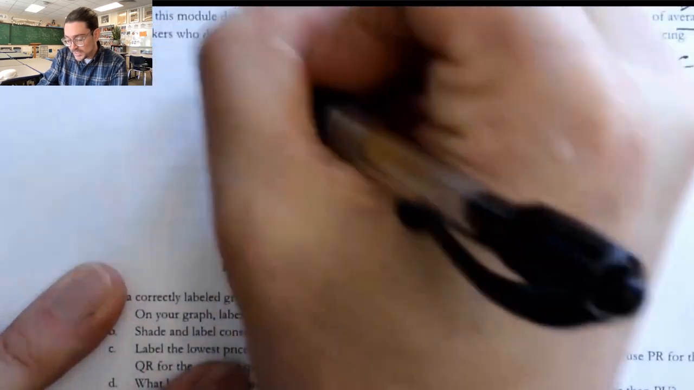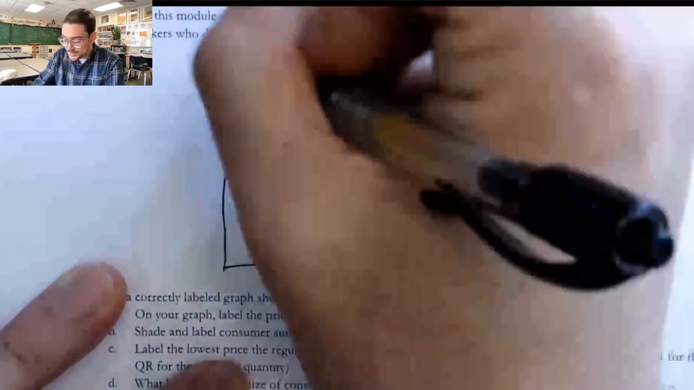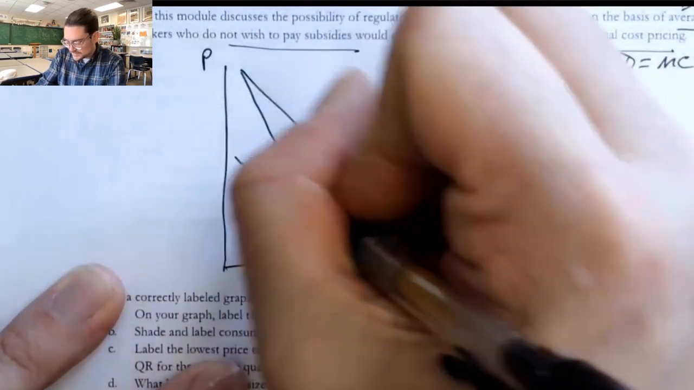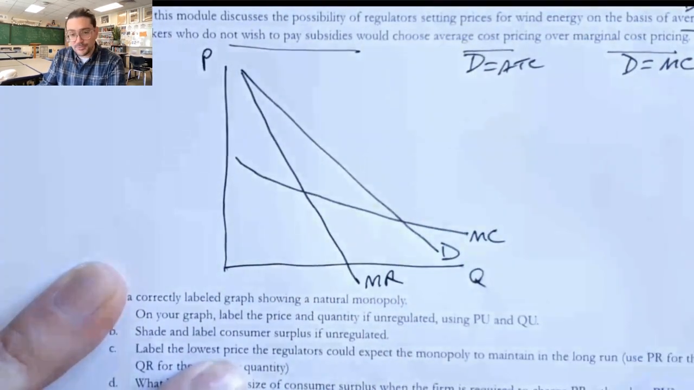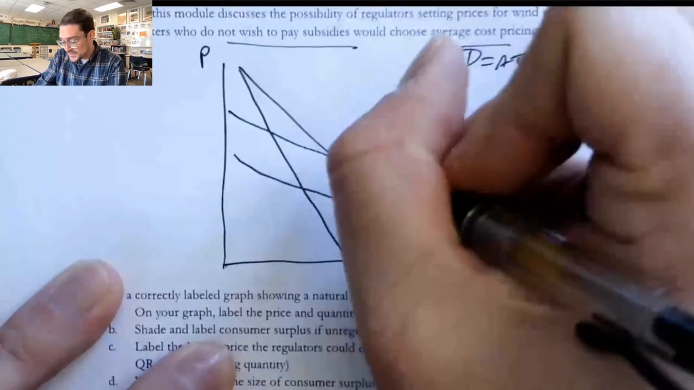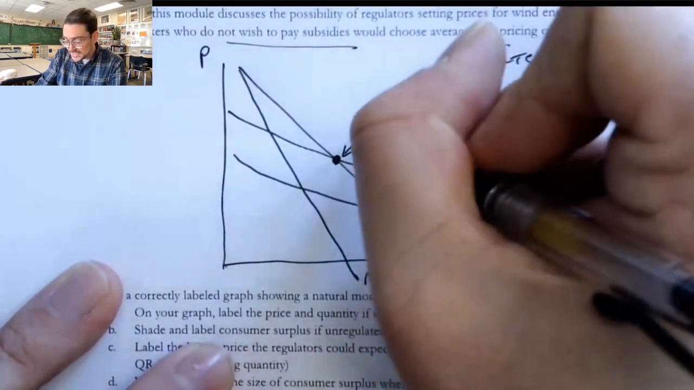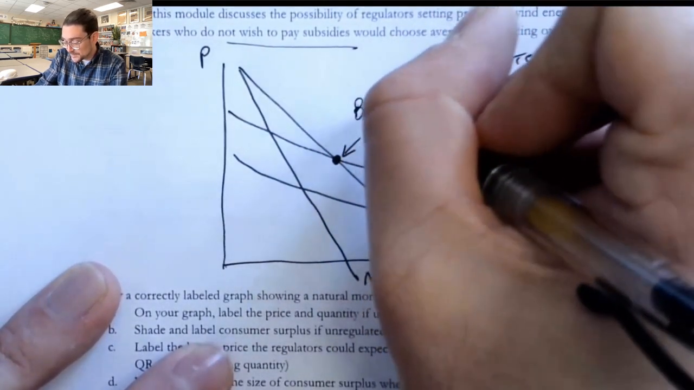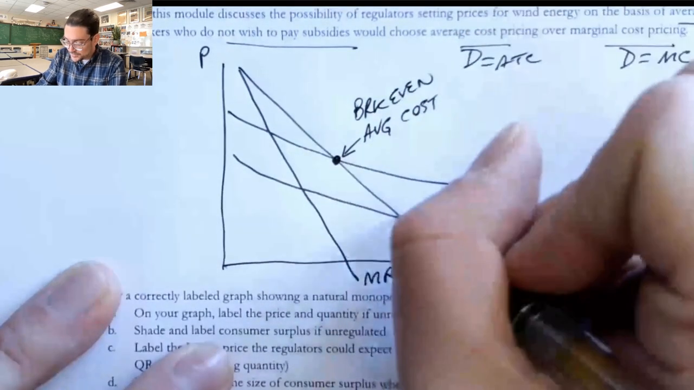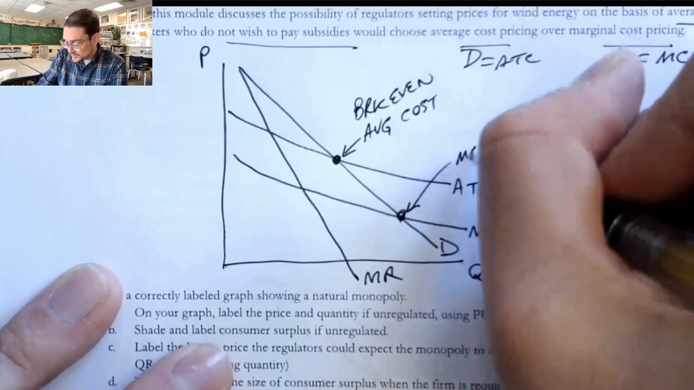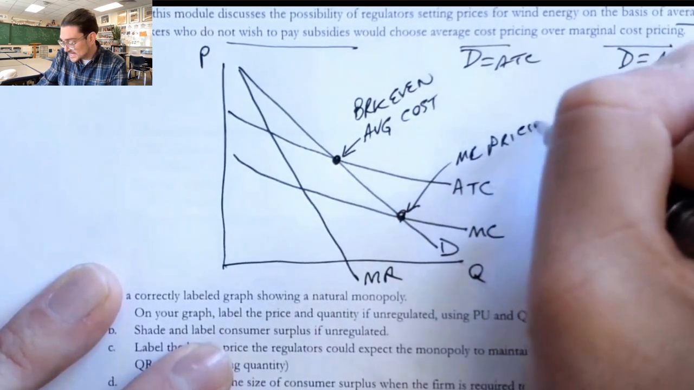So we have price and quantity, and if you have a natural monopoly with these types of services, if you had a downward sloping marginal cost curve, and then you have a downward sloping ATC curve, the point that occurs here is the average cost pricing point. That's the break even, right? That's the break even. And the firm, if they're regulated to marginal cost pricing, that's the optimal, right?